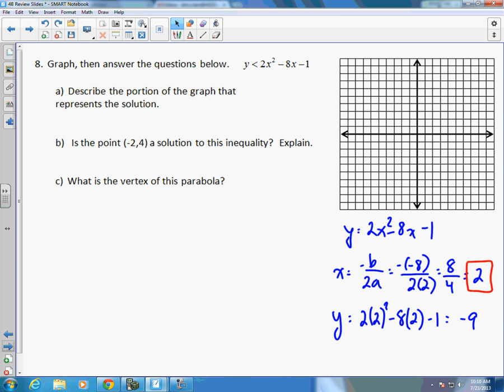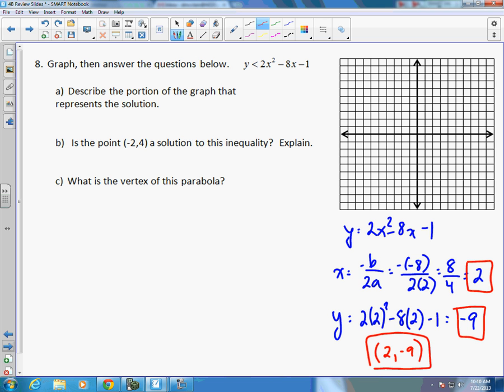Negative 9 is the y value of my vertex. So my vertex turns out to be 2, negative 9. Just like we said before, I start there. Then I look at the lead coefficient. In this case, it's 2. My lead coefficient being 2 means I go up 2 to the left and the right, and I don't go down because it's a positive lead coefficient. Now the question says y is less than the graph, so it's not less than or equal to, so I'm going to graph a dotted line at this point.